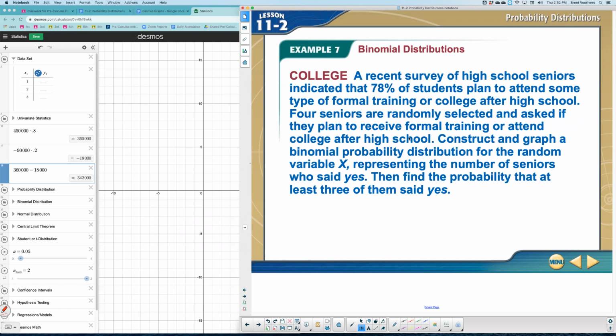So here it says a recent survey of high school seniors indicated that 78% of students plan to attend some type of college after high school. So that's the probability right there. 78% is your probability. Attend training or college after high school. 4 seniors, that's the number that we're looking at. 4 are randomly selected. That's going to be our N.